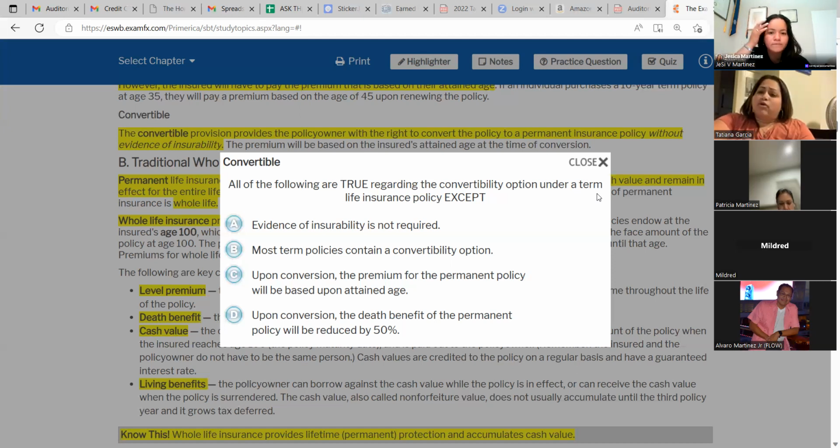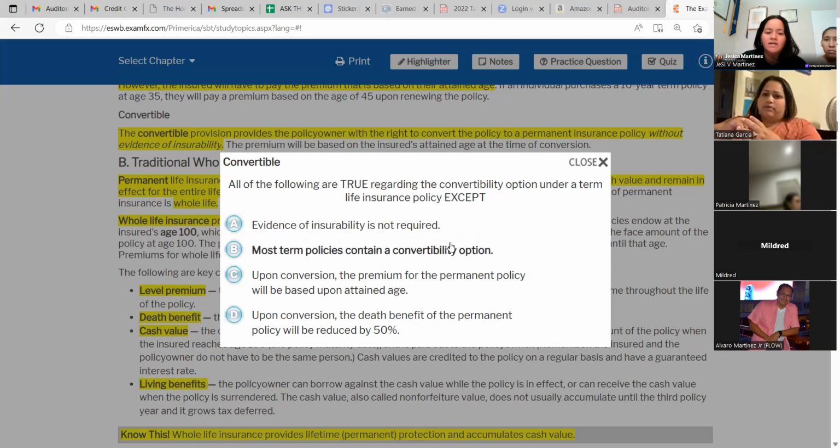Do we have to show insurability every time we convert? That's something I didn't see. That's a good one. Evidence of insurability is not required when we convert. So Tatiana is thinking that she doesn't remember seeing that, so maybe it is required when we convert the insurance.